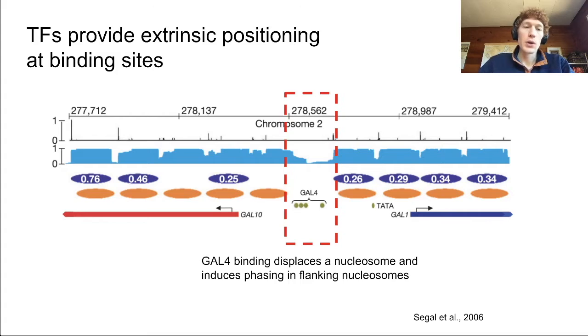The second major component of DNA sequence effects on nucleosome position are called extrinsic effects. These are driven by proteins such as transcription factors. Here's an example from the yeast genome, where you can see there's a Gal4 site that's displacing nucleosomes at its binding location, but it's also positioning flanking nucleosomes that extend away from the TF site. So this is how transcription factor binding has long-range extrinsic effects on nucleosome position.